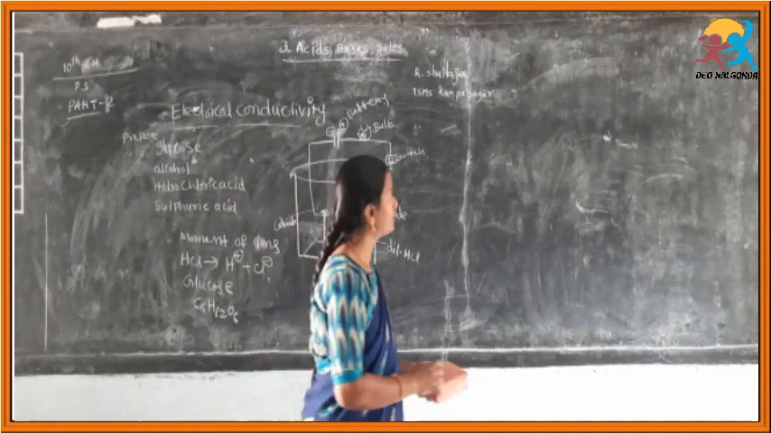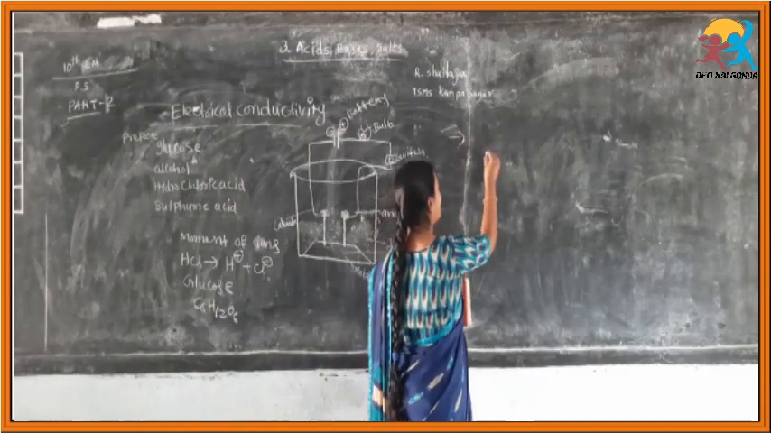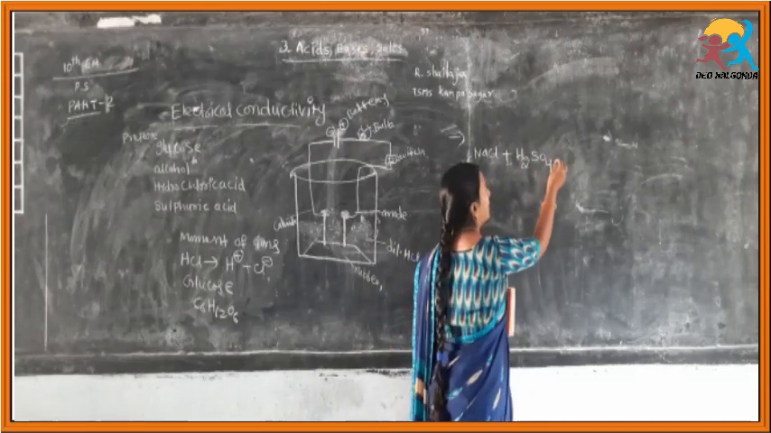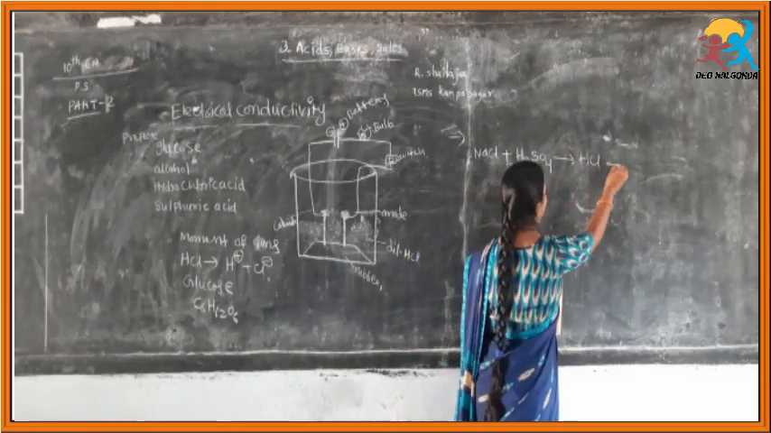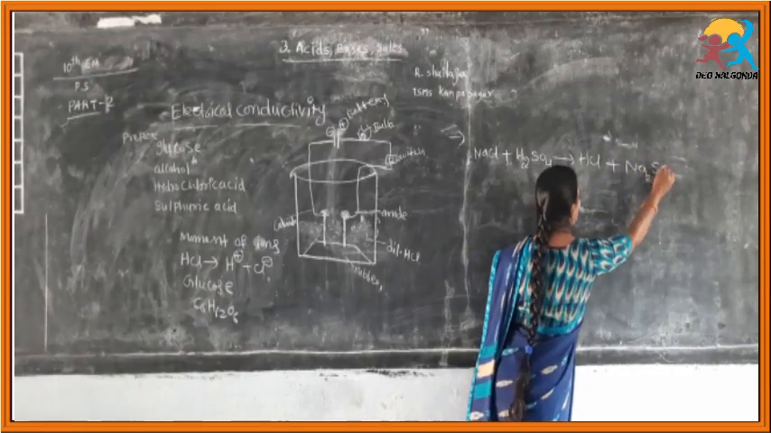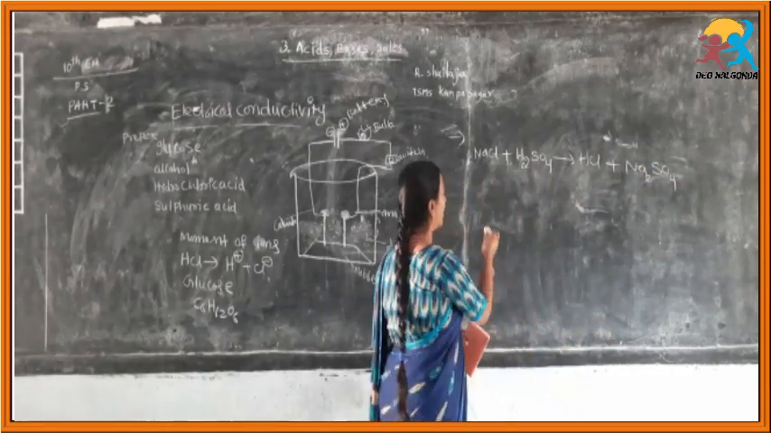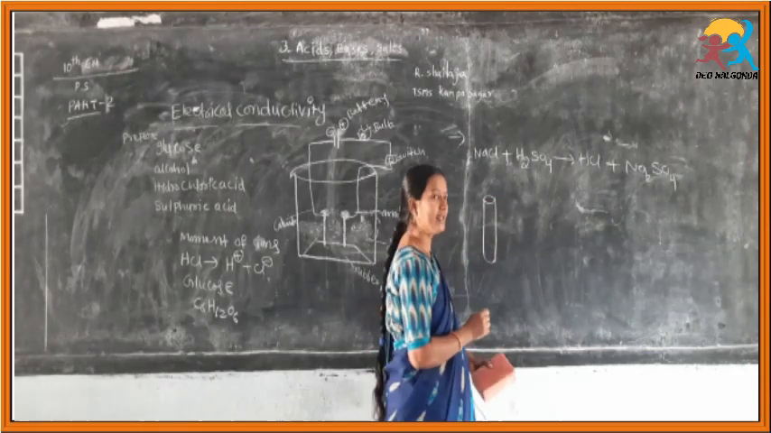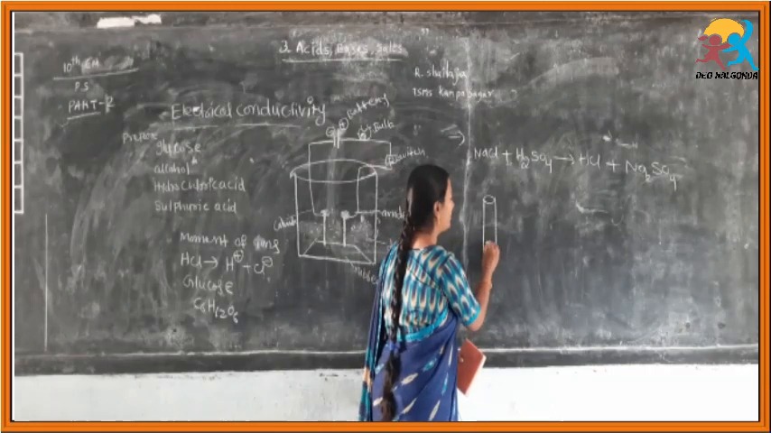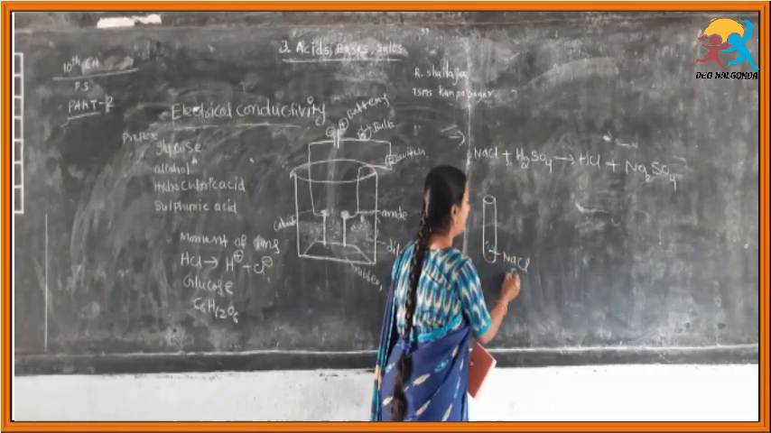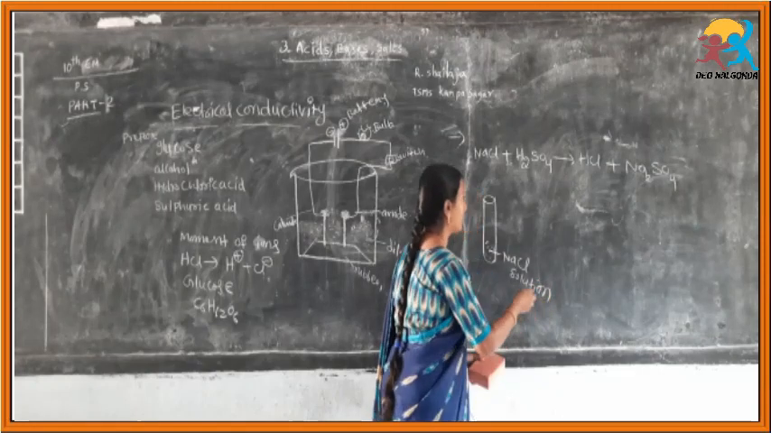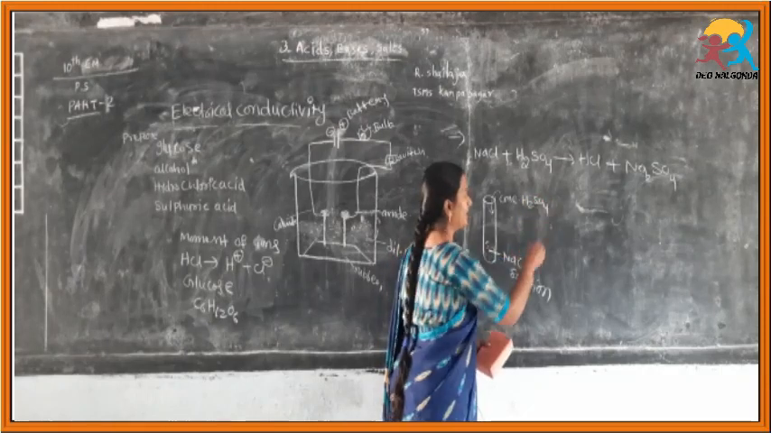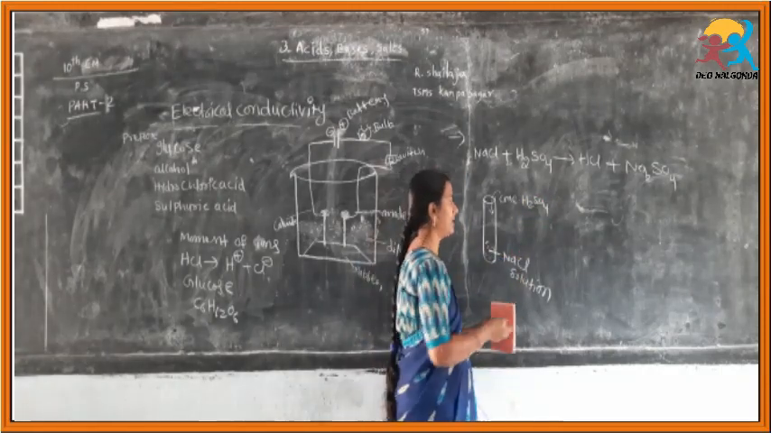Okay. And next, NaCl reacts with sulphuric acid and gives HCl and Na2SO4, sodium sulphate. First, in one test tube you take the sodium chloride solution, NaCl solution. To this NaCl solution we have to add concentrated sulphuric acid, concentrated sulphuric acid.